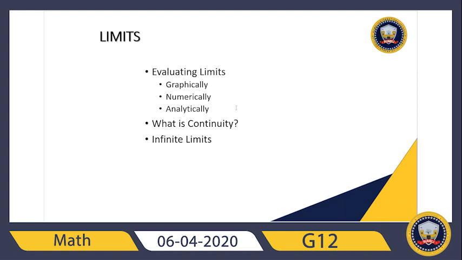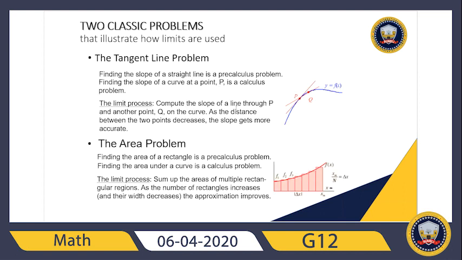Why do we need limits? Okay guys, let's take a look at these two problems. Normally when we have a straight line and I'm asking you to find the slope of this line, immediately you would tell me that I can take 2 points of this line, I can take the slope which is y2 minus y1 over x2 minus x1, the difference between x's, and then you will be able to find the slope of this line.